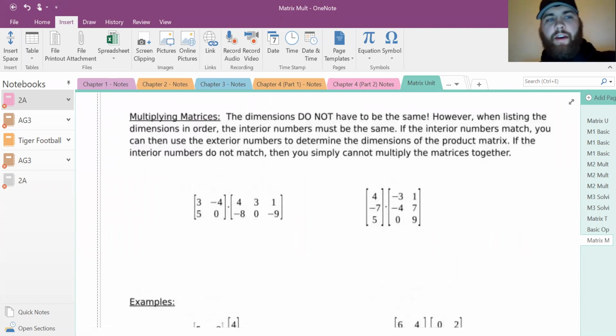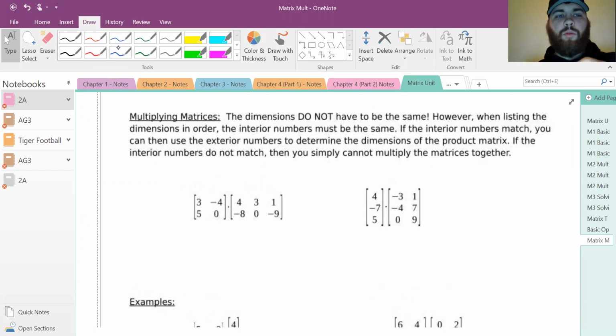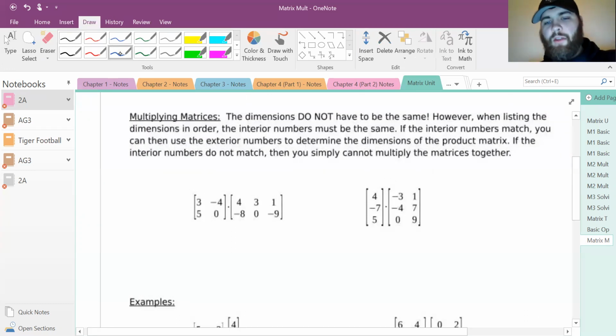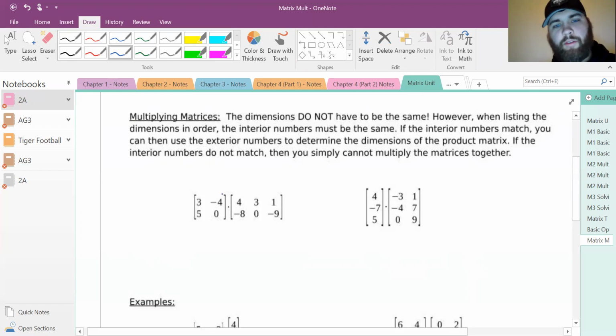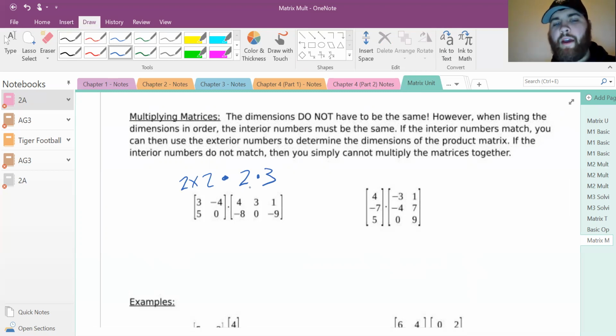All right, so here we go. Multiplying matrices has one specific rule. In order for us to multiply matrices, the rule has to do with dimensions. The dimensions here are a 2 by 2 times a 2 by 3. Going from left to right, the number of columns in the first matrix has to be the same as the number of rows in the second one.